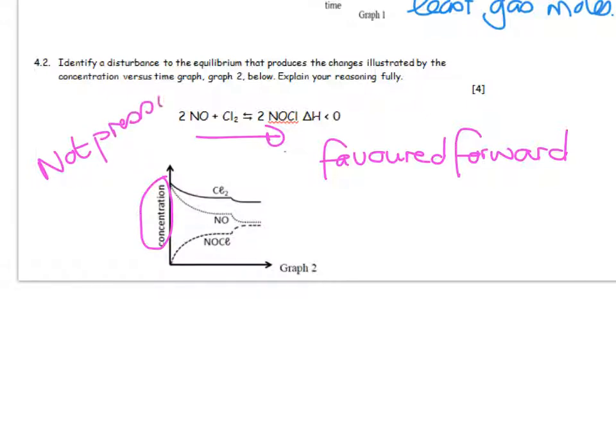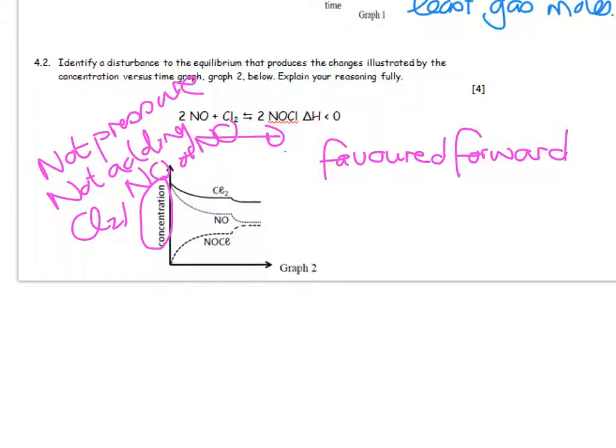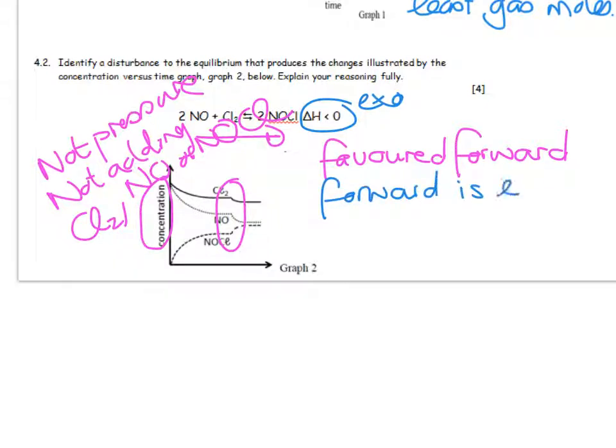It is also not adding Cl2, NO, or NOCl, because we can see quite clearly there's no dramatic changes in any of those over here. So firstly, the forward has been favored, but there are no dramatic changes in anything. And what else do I know over here? I know that forward is exo. Therefore, in order to favor forward, I must have decreased temperature.